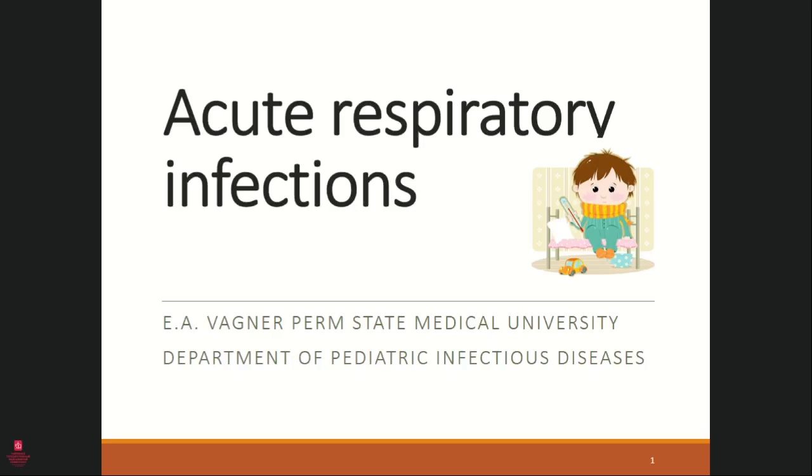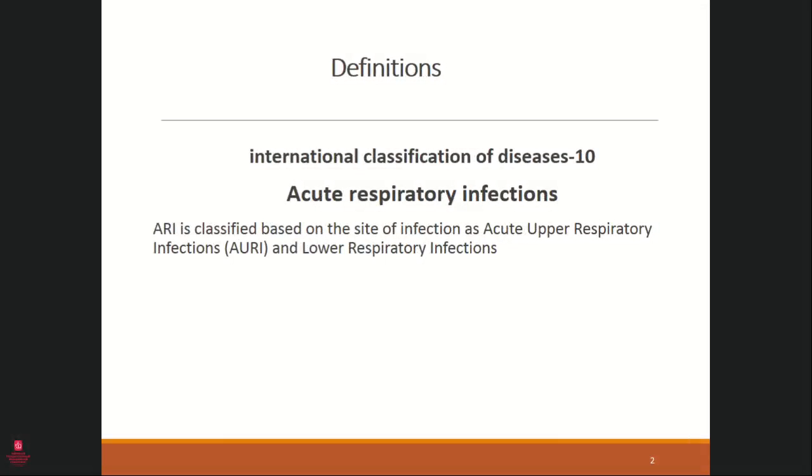Today, we continue the course of pediatric infectious diseases with the study of acute respiratory diseases. Let's define what it is. According to International Classification of Diseases 10, acute respiratory infections are classified based on the site of infection as acute upper respiratory infections and lower respiratory infections.